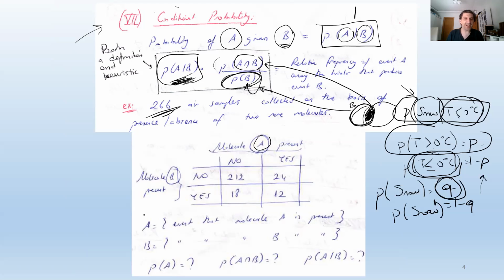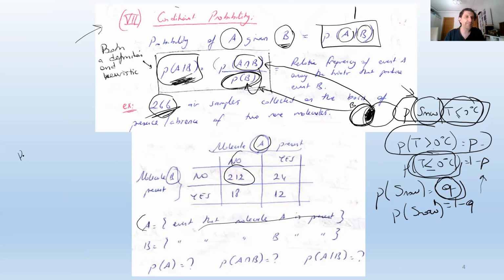So if these are the event definitions, A is the event that molecule A is present in a random sample. So we have these 266 samples, and we have these molecules here. For instance, in 212 of these 266 air samples, we have no A molecule and no B molecule. And the question is, if you put them in a container, well, it's a bit of a silly question, but if you just randomly select one of those samples, then what's going to be the probability of A, the event that molecule A is present?